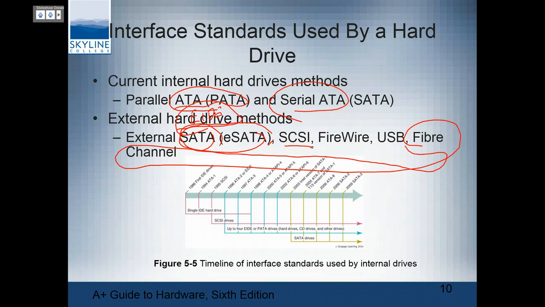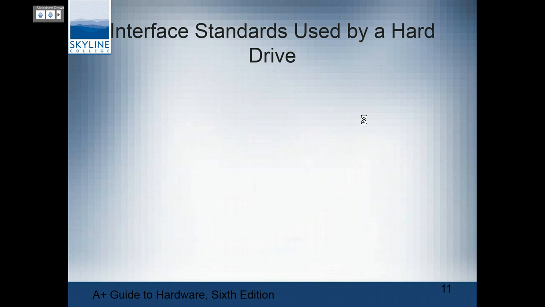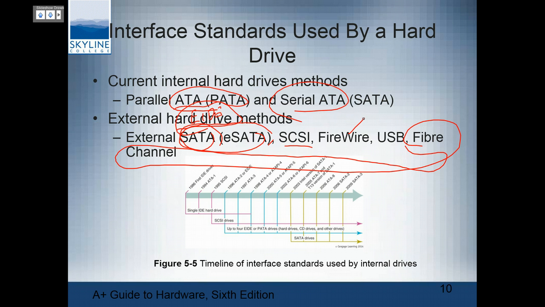FireWire and USB are going to be something connected externally to the system. FireWire was at one time a Mac technology. It has now been ported to a lot of the Windows machines. And this chart is in your book, which is kind of the history of how long these things lasted, when they started, and those sorts of things.